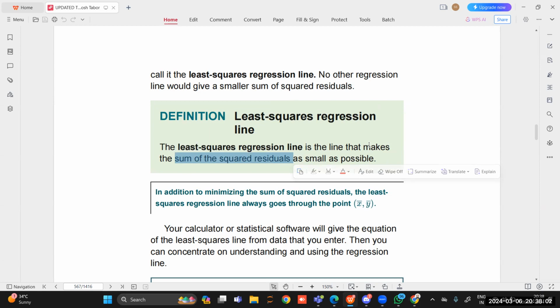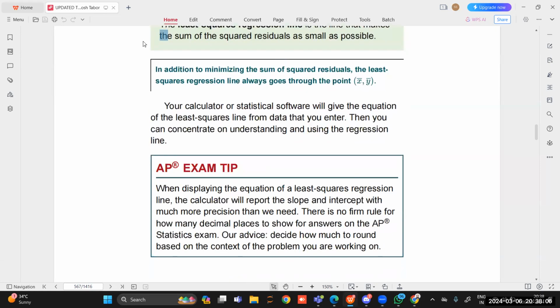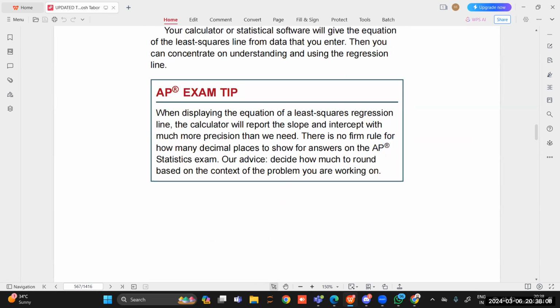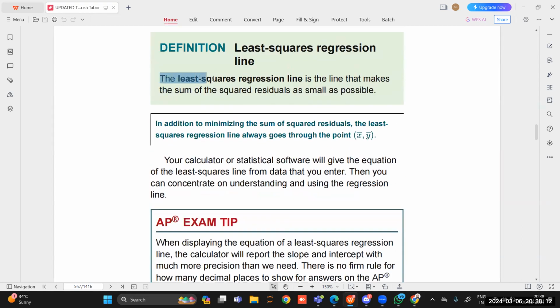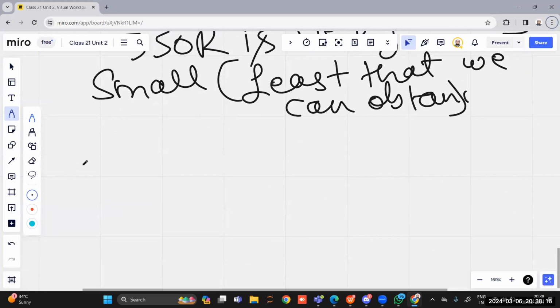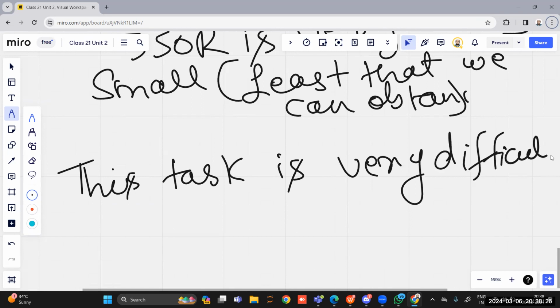Yeah. So now we'll move on to an example so that the things will be clear. See, he has given it here. This thing that we are going to do, plotting the least square regression, is a tedious task on pen and paper. This task is very tedious, means very difficult, very long.